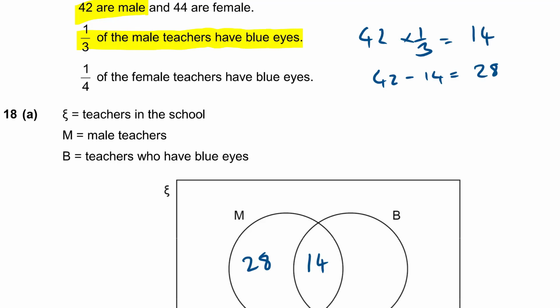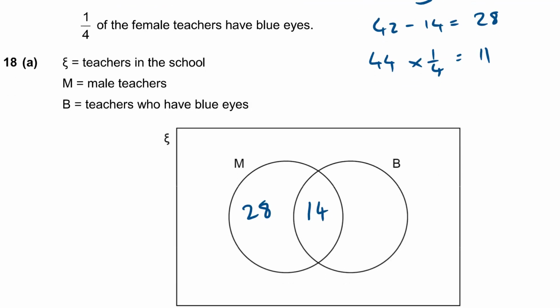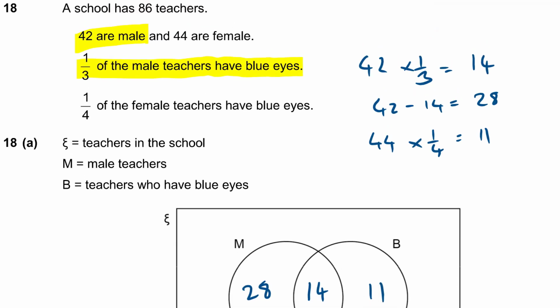Oh, okay, I suppose that tells us the bits that are in B and not in M. And we know there are 44 female teachers, and 1/4 of that would be 11. So that is that one there then, isn't it? So 11 teachers have blue eyes and are not male. And now we can work out what's left. We've got 86 teachers altogether.